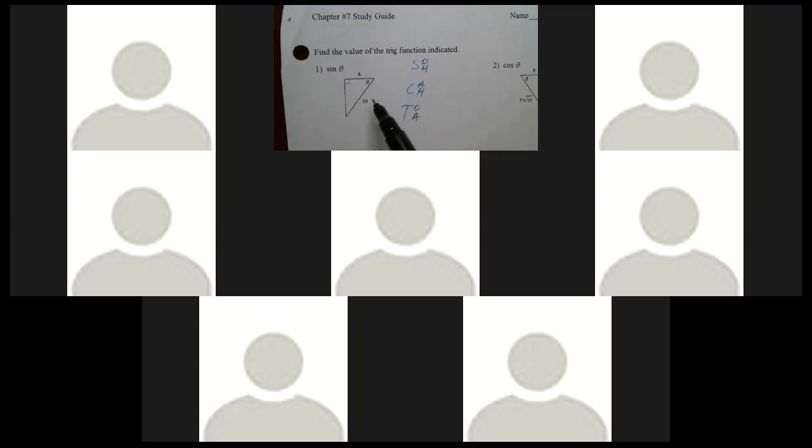So what's sine of theta? Well, theta is right here. So sine, this is where you've got to remember SOHCAHTOA. We have a leg of 6 units long and a hypotenuse of 10. So for sine, we need opposite over hypotenuse. We don't have the opposite right here, guys. So what we'll need to do is find that using the Pythagorean theorem.